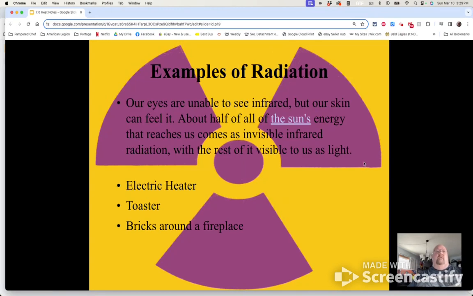Some examples: our eyes are unable to see infrared, but our skin can feel it. In fact, infrared is what burns our skin if we're out in the sun for too long. About half of all of the sun's energy that reaches us comes as invisible infrared radiation, with the rest of it visible to us as light. Some other examples: an electric heater, a toaster, or even the bricks around a fireplace, or even an open fire. If you put rocks or bricks around a campfire, they get hot and then the heat radiates up away from them.